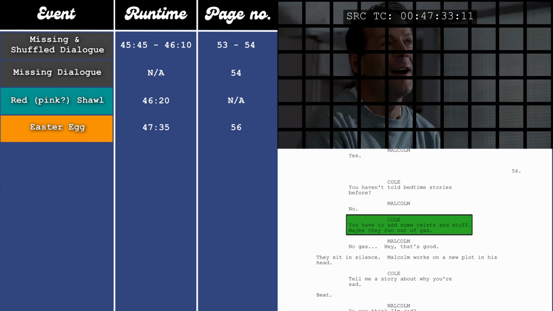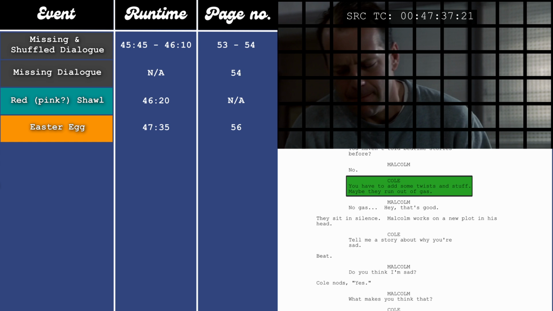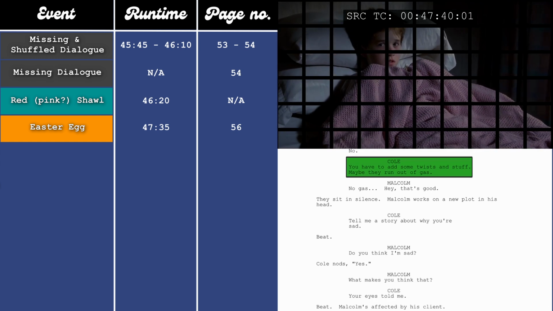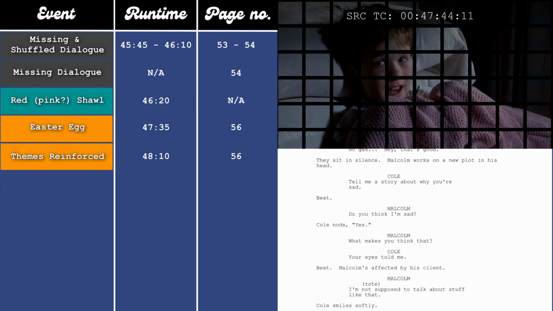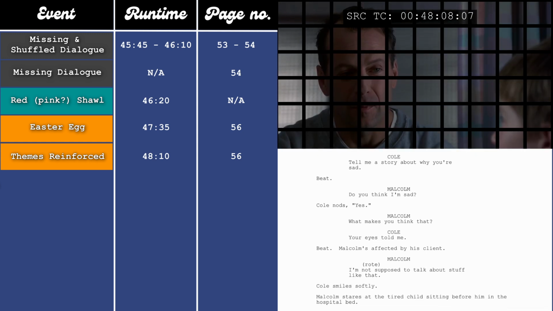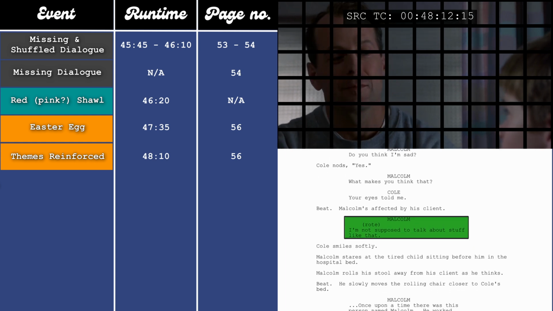This should flag to us that there are twists in the story that we are currently watching. Then at the 48-minute and 10-second mark, which is on page 56, there's another refusal to communicate when Cole asks him to tell a story about why he's sad, and Malcolm replies, I'm not supposed to talk about stuff like that, which makes Cole visibly sad.